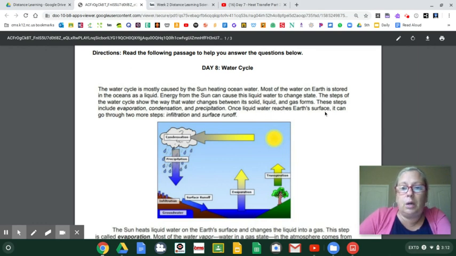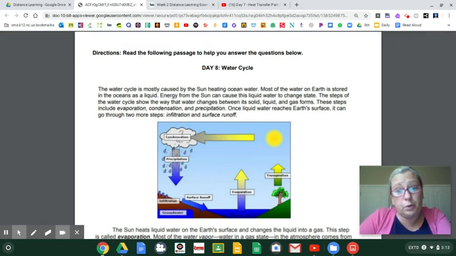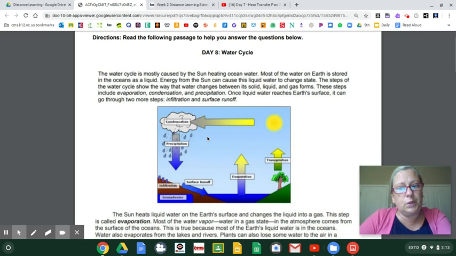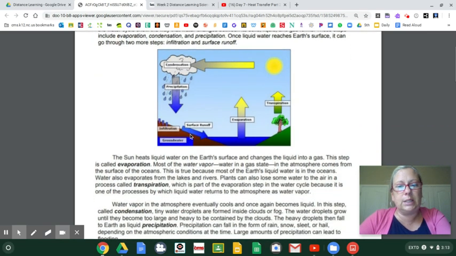Once liquid water reaches Earth's surface, it can go through two more steps: infiltration and surface runoff. Infiltration is when the water is absorbed into the soil and filters through the soil. And you are well aware of runoff, literally water that runs off. It's one of those science words that means exactly what it sounds like.